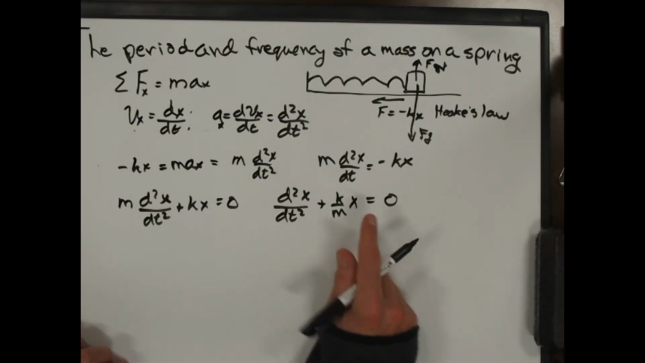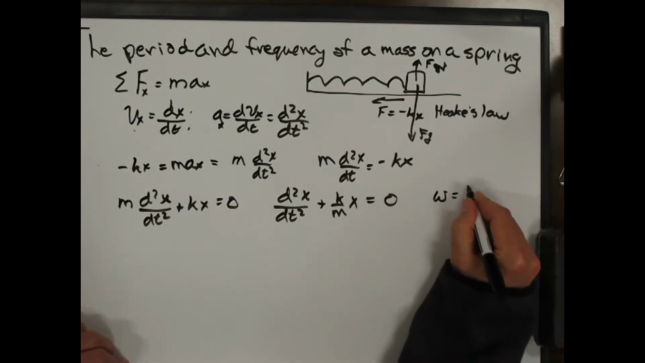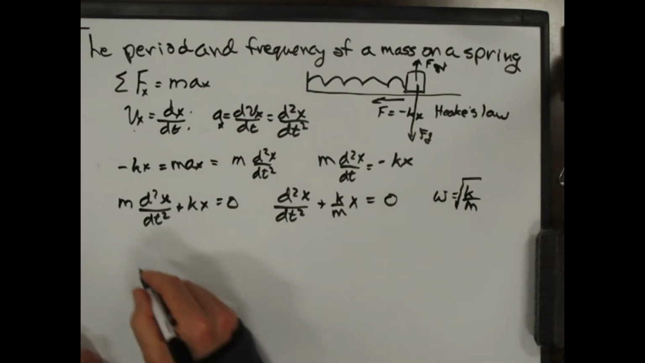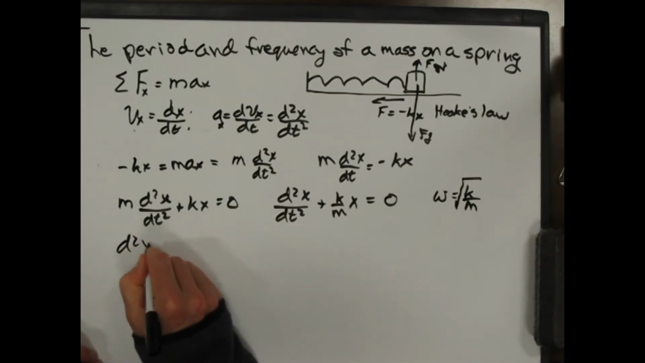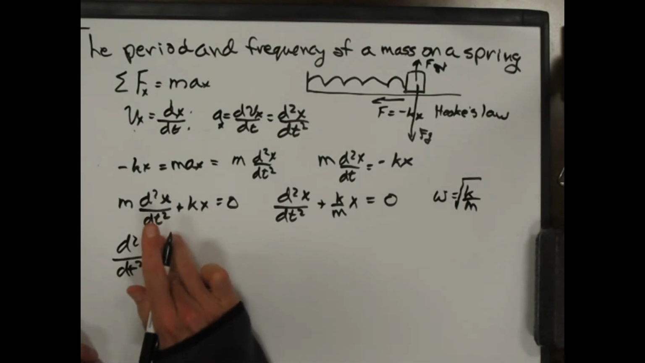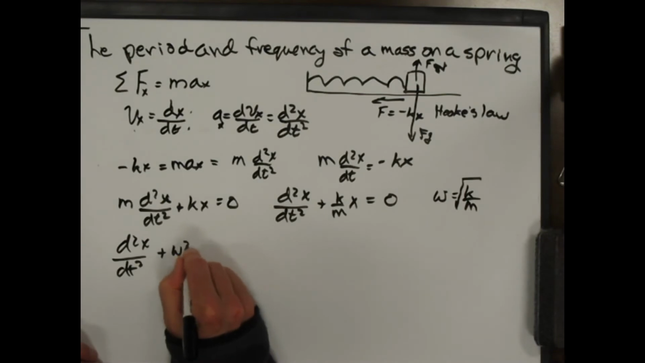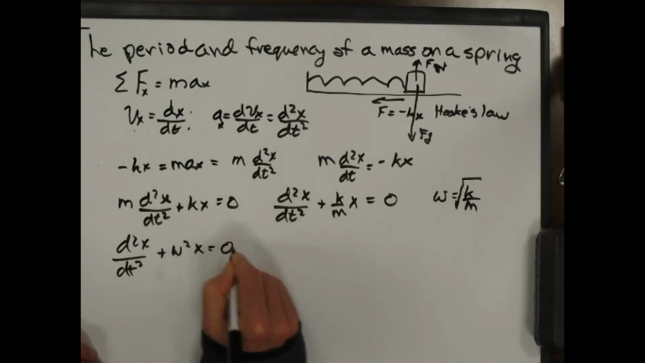And I'll just give you one. First of all, I'm going to pick, I'll tell you why in a second, omega as the square root of k over m. So this gives me d squared x over dt squared plus omega squared x is equal to 0.